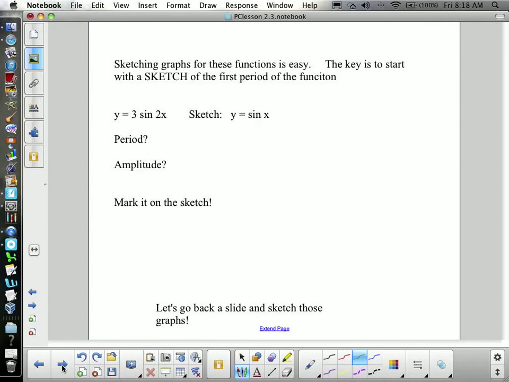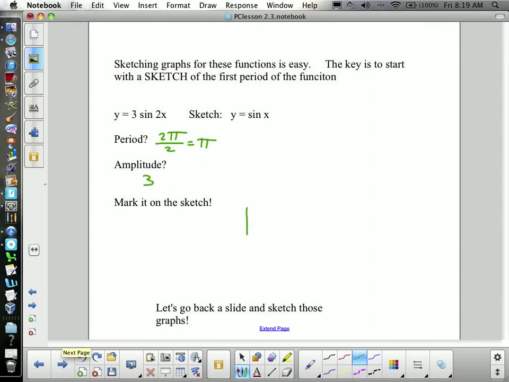So if we get something like that, I'm going to teach you a technique that is way easier than what the book has you do. It requires you to make a sketch first and then transfer that information over to your graph. So first we identify what is my period and my amplitude. My period here would be 2 pi over 2, or just pi. My amplitude would be 3.